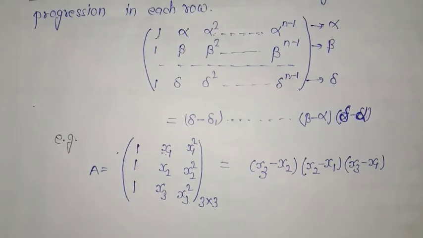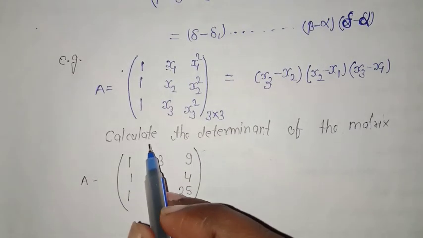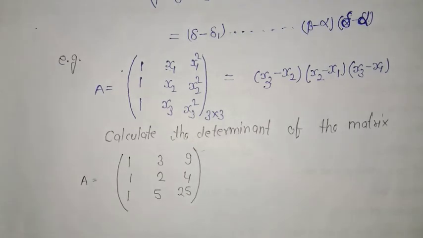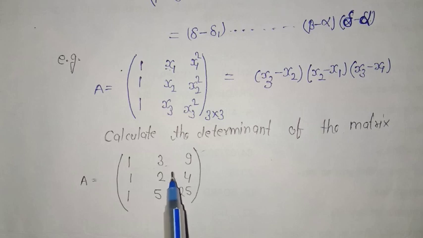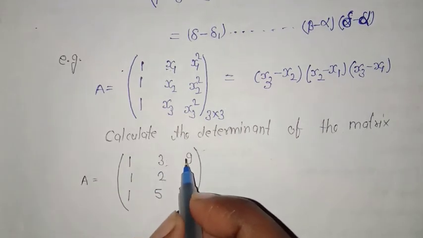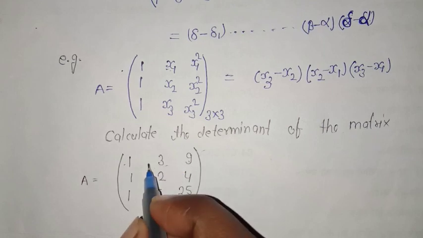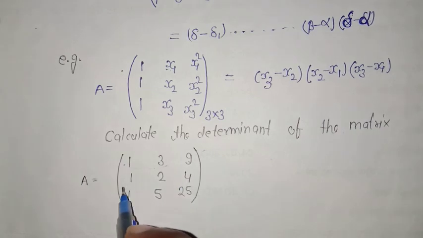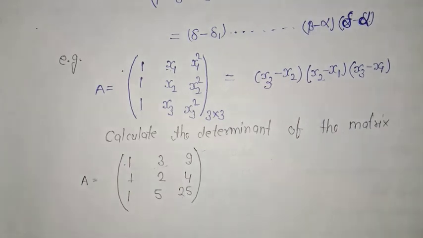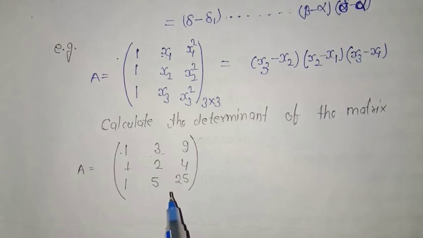Now I will take some more examples of this matrix. Here I have taken one example, and we have to calculate the determinant of the matrix. Now if you see this matrix, the rows are in GP series. This is 1, 3, 3 square, that is, it is in GP series with the common ratio 3. If you see the second row, this is also in GP with common ratio 2, and if you see the third row, it is also in GP with the common ratio 5.